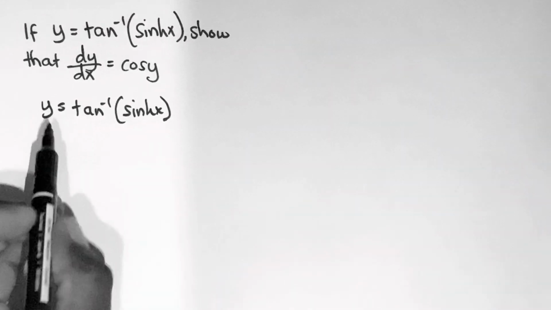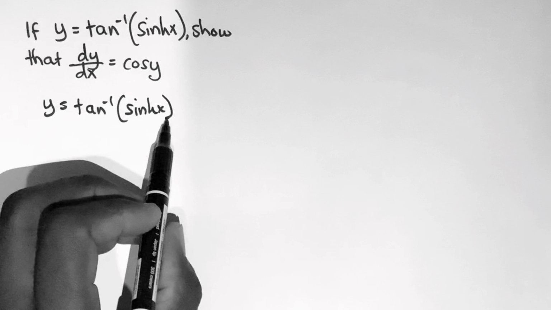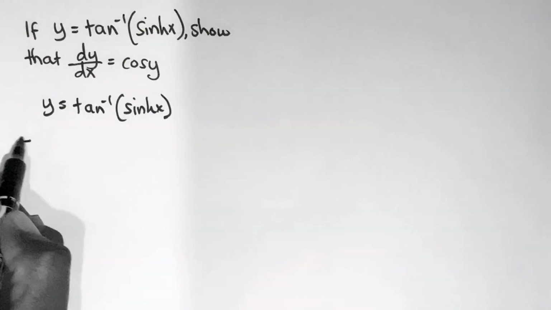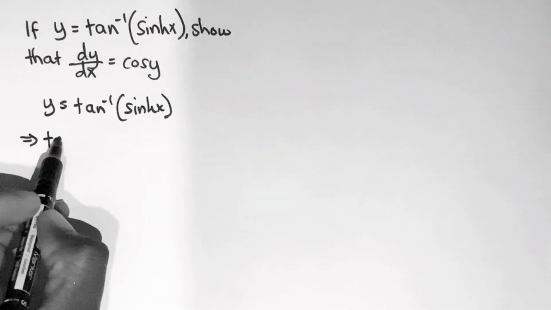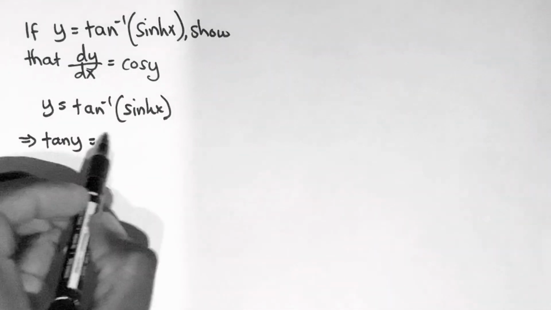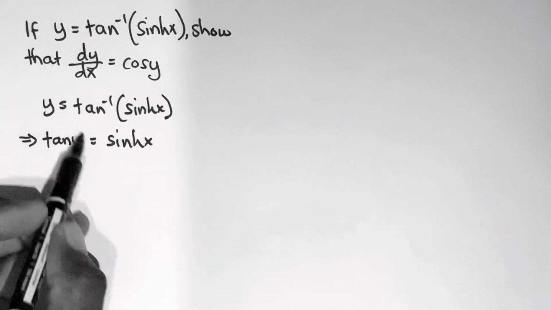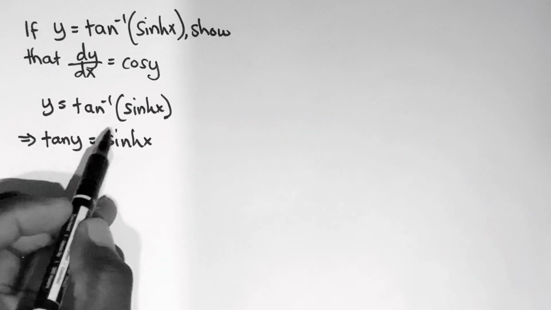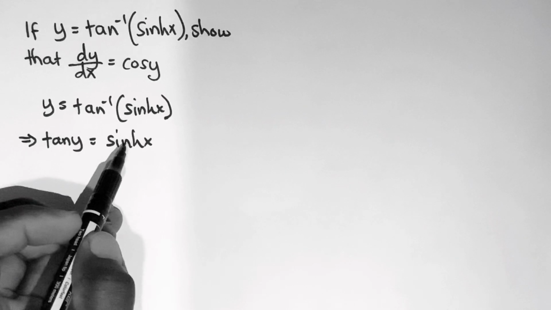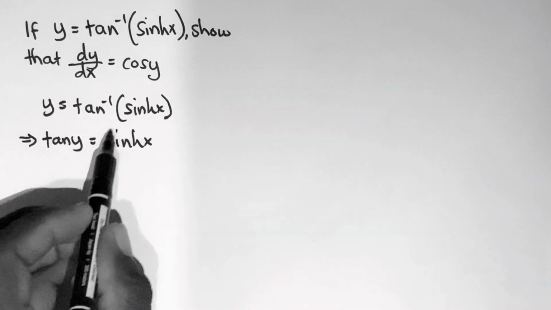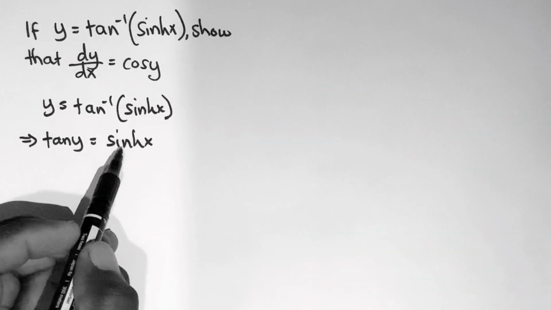So now, if y is equal to tan inverse of hyperbolic sine of x, then it implies that tan y is equal to hyperbolic sine of x. So now we need to differentiate tan y and we need to differentiate hyperbolic sine of x. But let's differentiate hyperbolic sine of x over here.